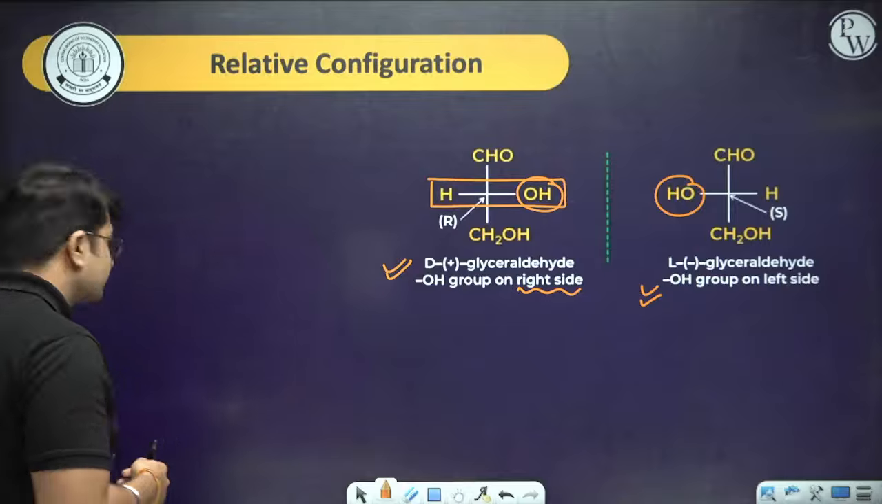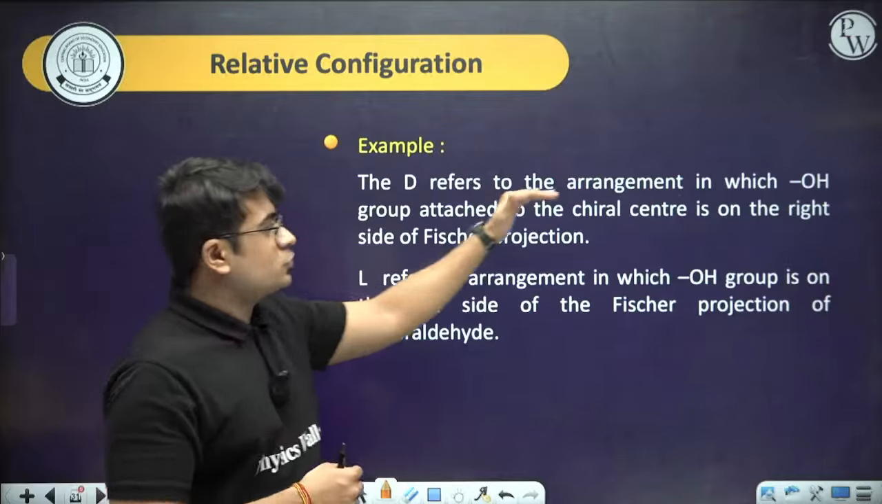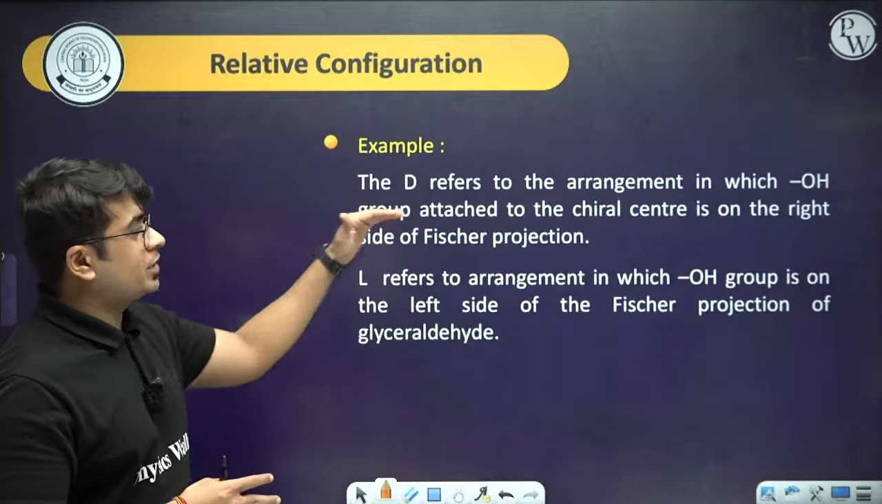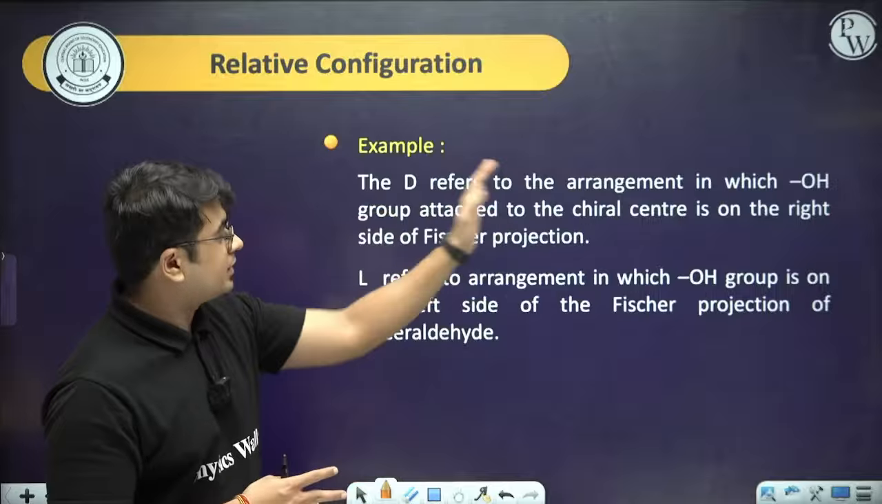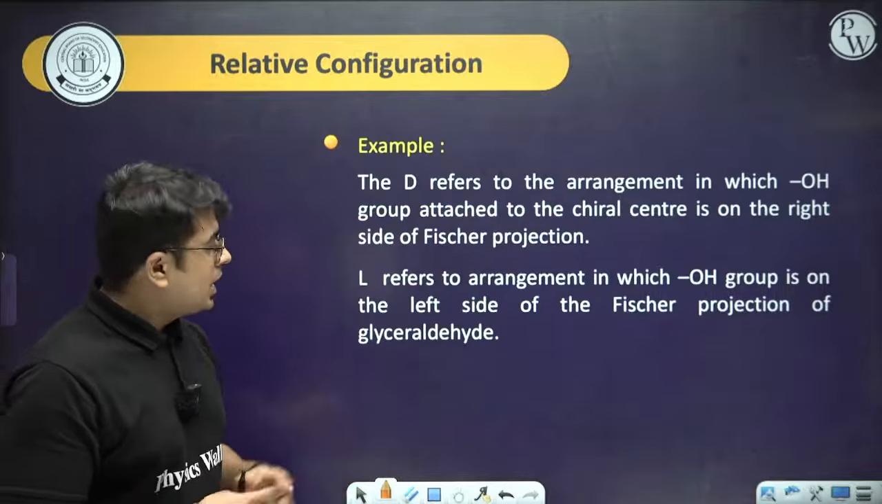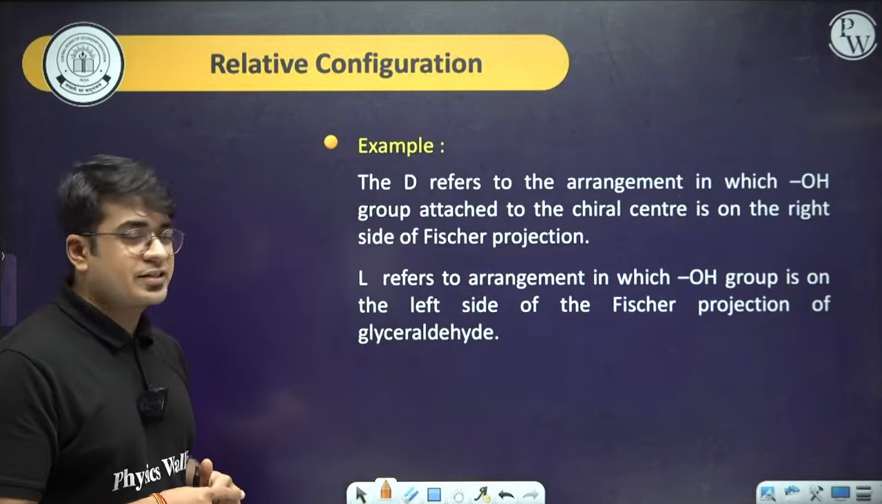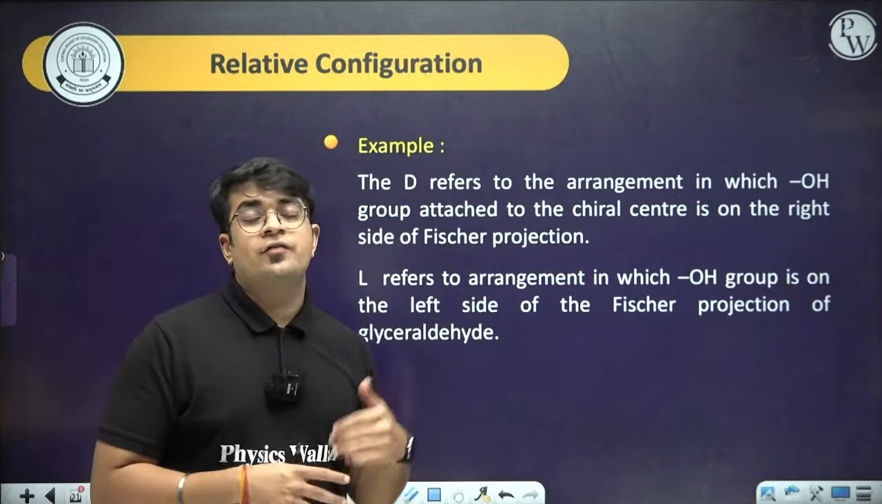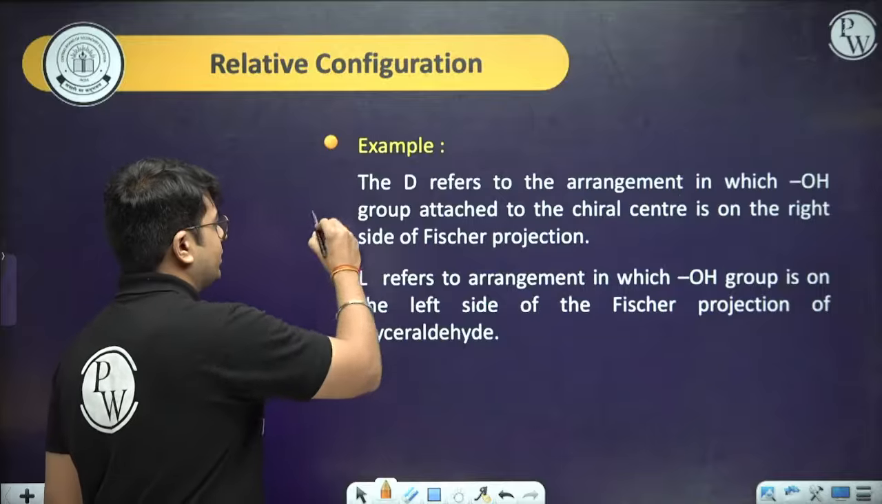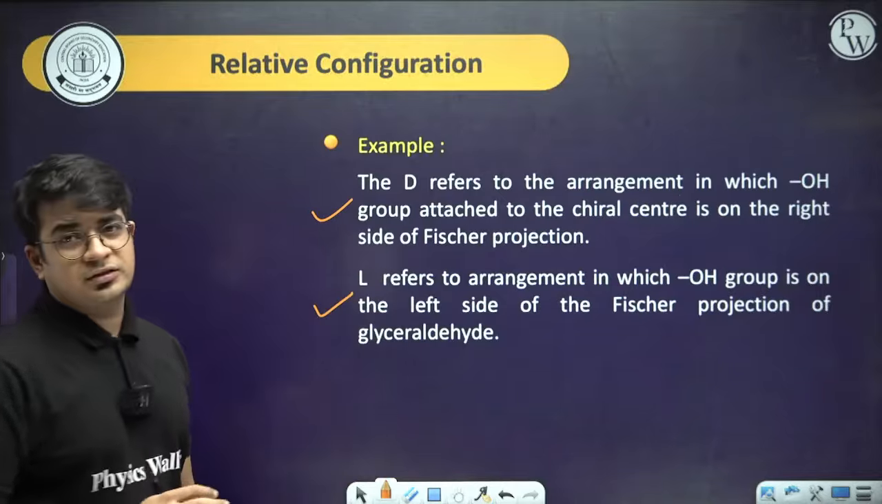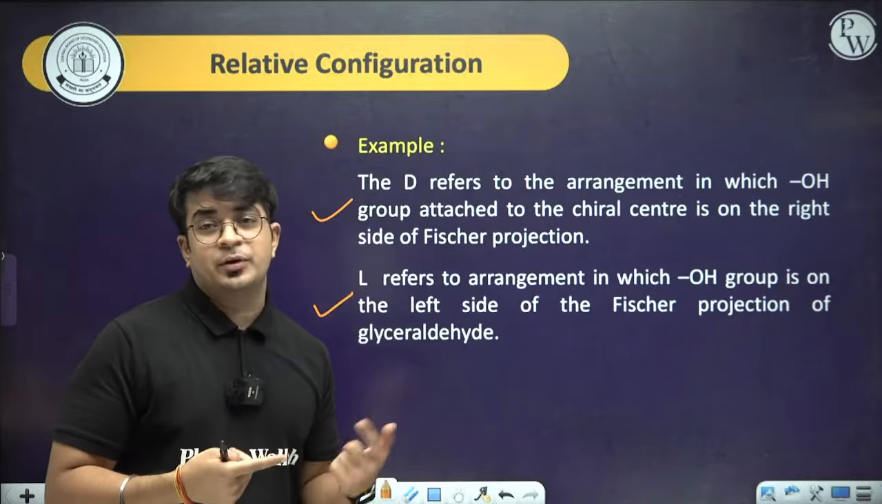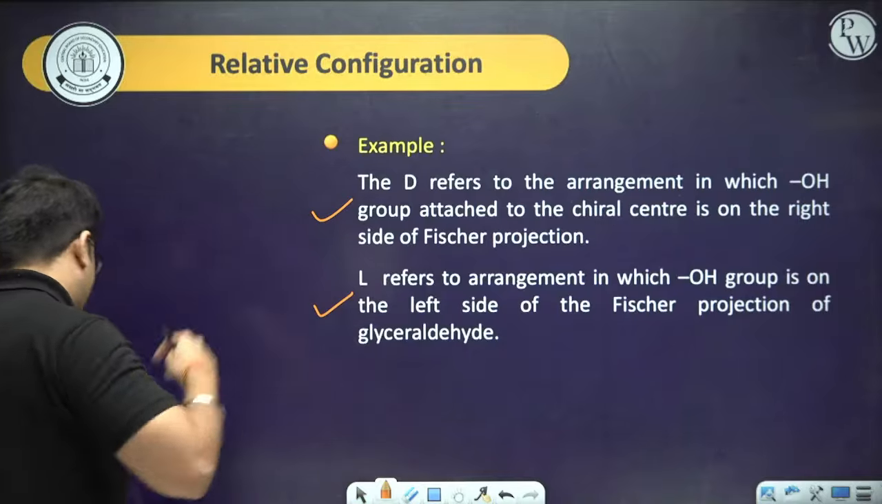Now the D refers to the arrangement in which the OH group attached to the chiral center is on the right side of the Fischer projection, and L refers to the arrangement in which the OH group is present on the left side of the Fischer projection of glyceraldehyde. That part is already clear to us. But in case of sugars and amino acids, how are we going to find out? That part we have to learn.